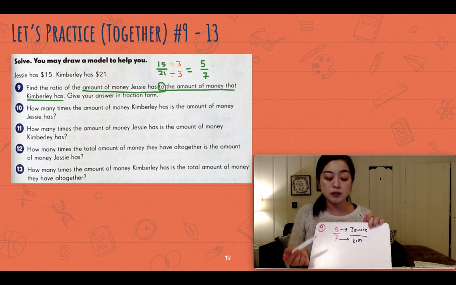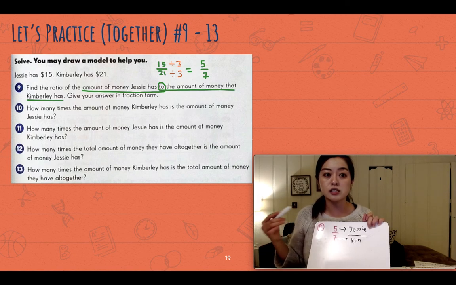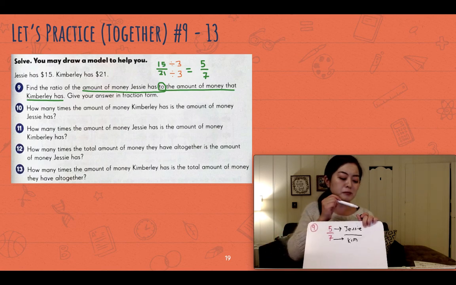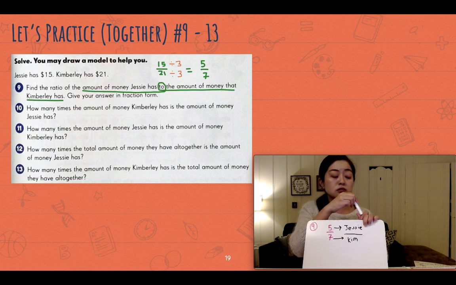But now going forward, whenever it refers to Kimberly or Jesse, we're going to use the simplified numbers that we have determined already, so we don't have to simplify again later.